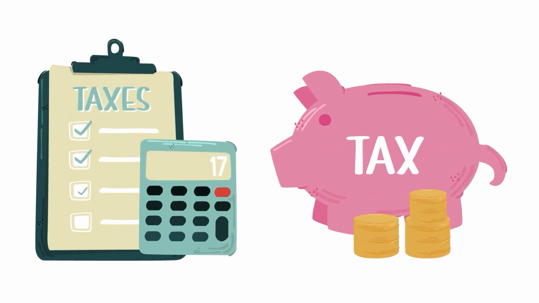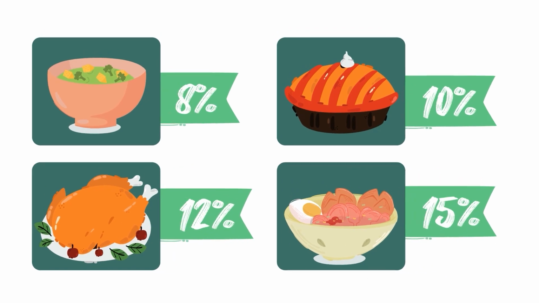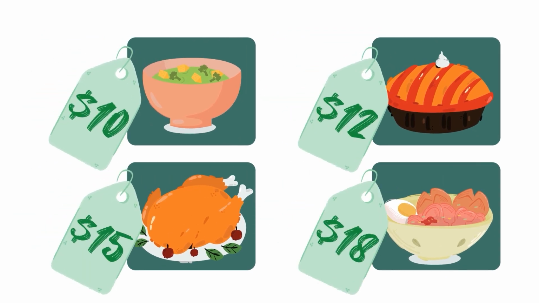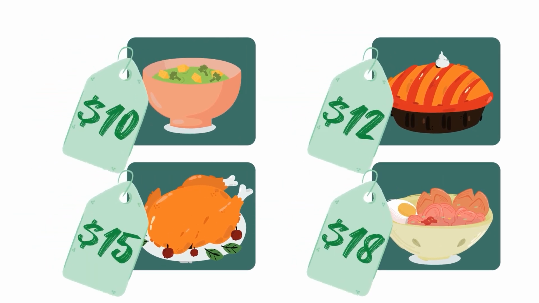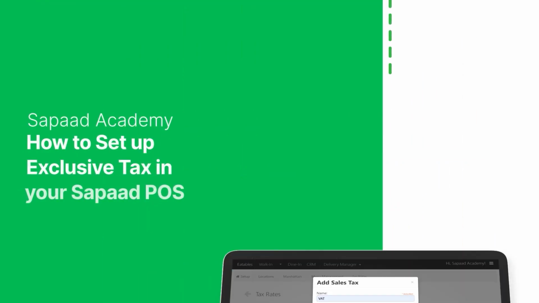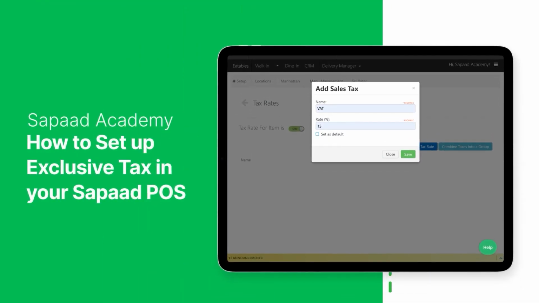Setting up exclusive tax is useful for different types of items from your menu that might have special tax rules. Overall, it helps your restaurant handle taxes and prices properly. In this video, we'll show you how to set up exclusive tax in your Sapaad POS.